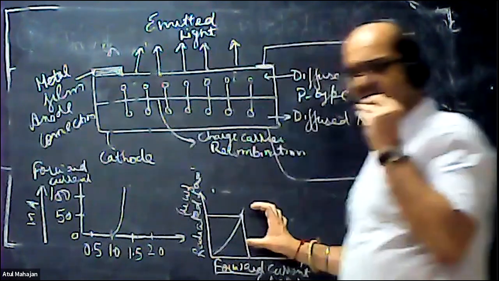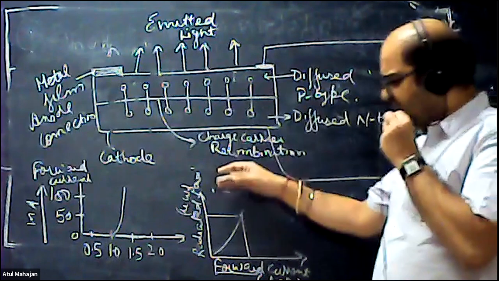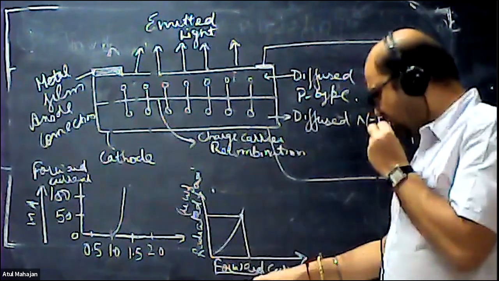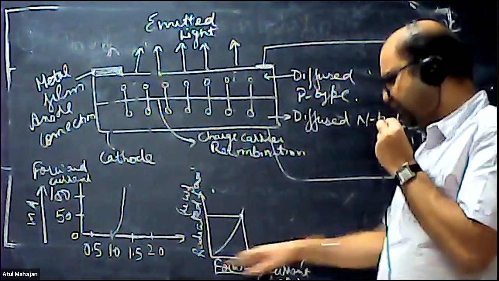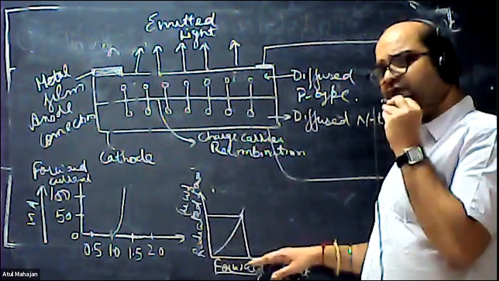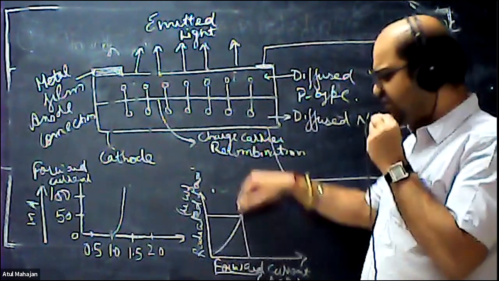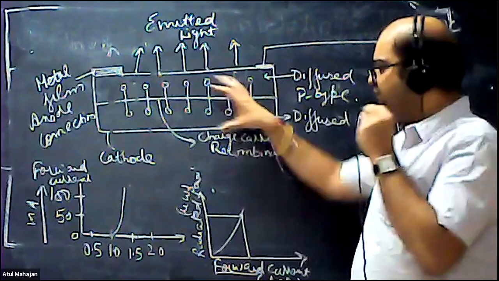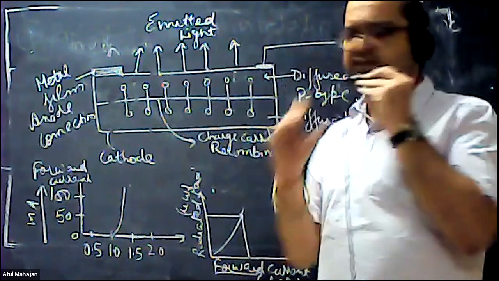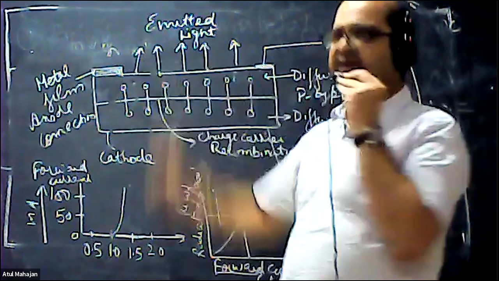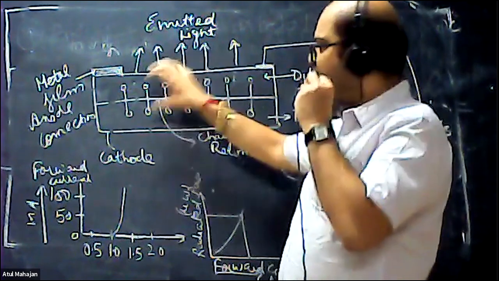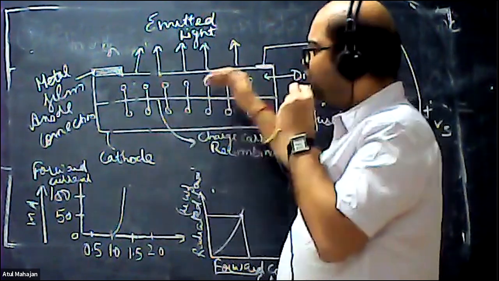Similarly, for the second graph, we have a graphical representation between the radiated power and your forward current. This is your forward current and this is your radiated power. As the amount of current is increasing, the amount of radiation is also increasing. Forward current here means the recombination that is occurring over here. The amount of recombination occurring is actually producing the amount of current.